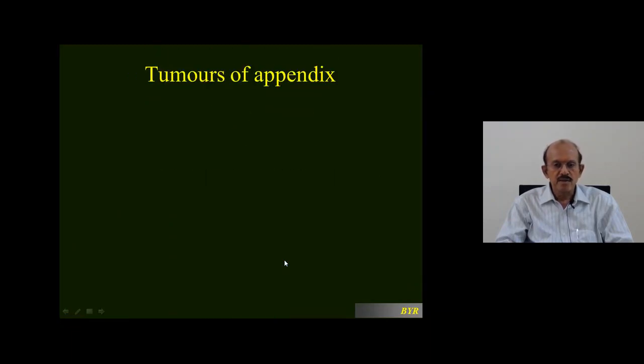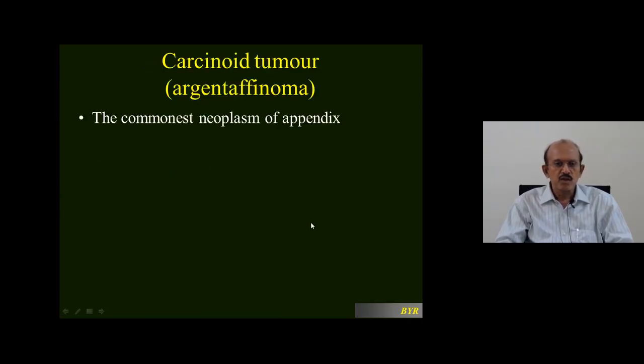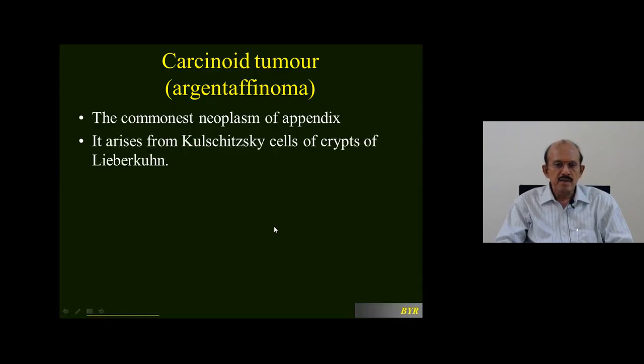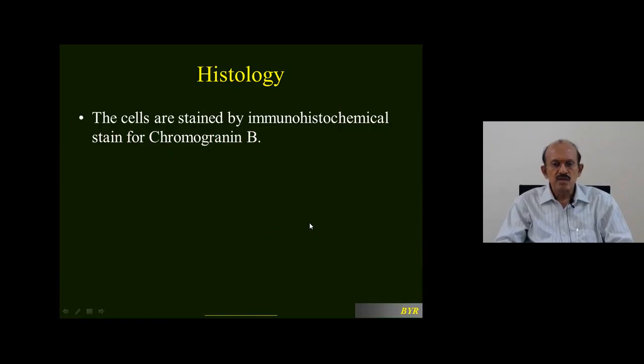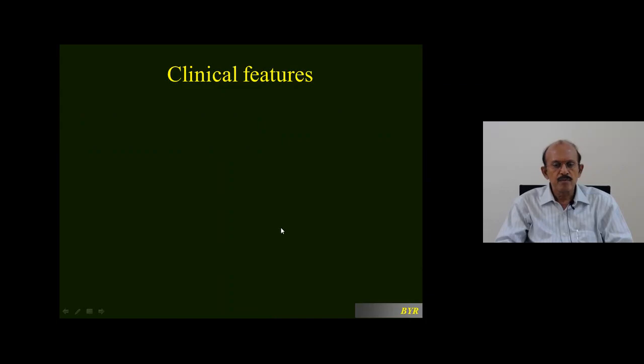Tumors of the appendix, they are rare. The types of tumors: carcinoid tumor, carcinoma. Carcinoid tumor, we have already discussed in detail in relation to diseases of the intestines. This is the commonest neoplasm of the appendix. It arises from Kulchitsky cells of the crypts of Lieberkühn. The cells are stained by immunohistochemical stain for chromogranin B.